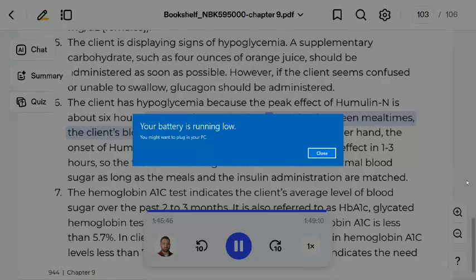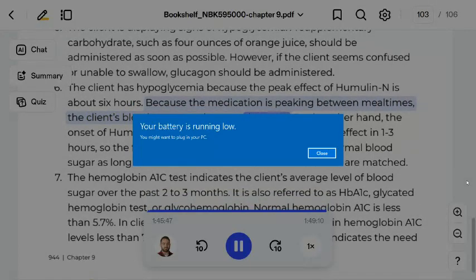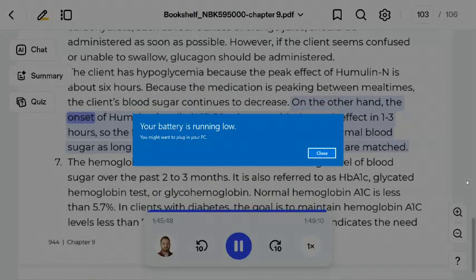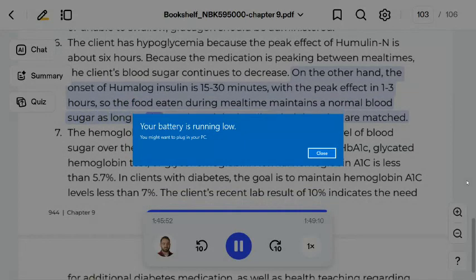Because the medication is peaking between mealtimes, the client's blood sugar continues to decrease. On the other hand, the onset of Humalog insulin is 15 to 30 minutes, with the peak effect in 1 to 3 hours. So the food eaten during mealtime maintains a normal blood sugar as long as the meals and the insulin administration are matched.